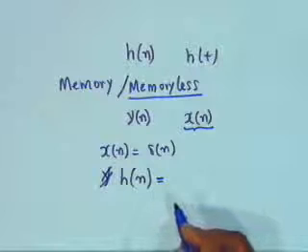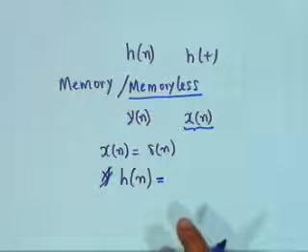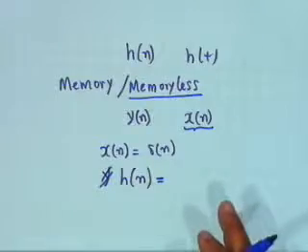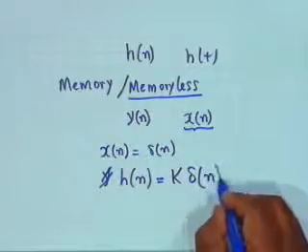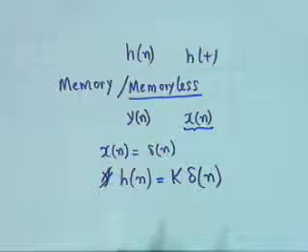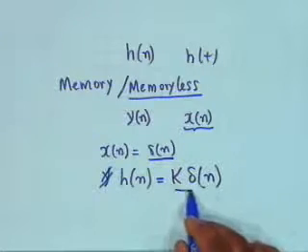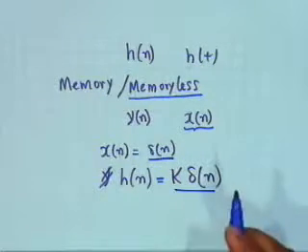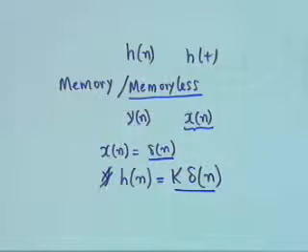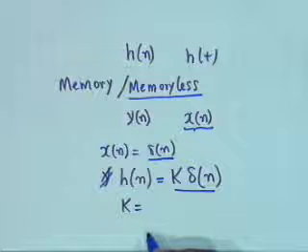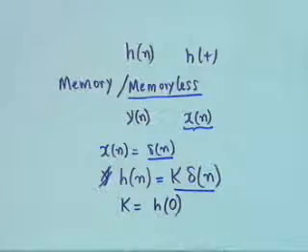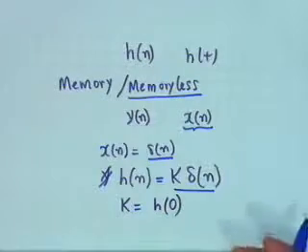H of n therefore must be, well, what is h of n? H of n exists only at n equal to 0. And any discrete time signal which exists at n equal to 0 at a single point can be described in terms of the unit impulse, and therefore it must be of the form k times delta n. Is this point clear? That for a memoryless system, if the input is delta n, output must be k times delta n. It cannot be anything else, because there is only one sample at n equal to 0. And obviously the value of the constant k is equal to h of 0, right? K is equal to h of 0.